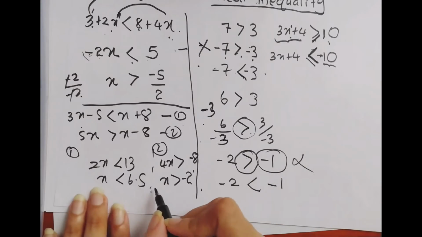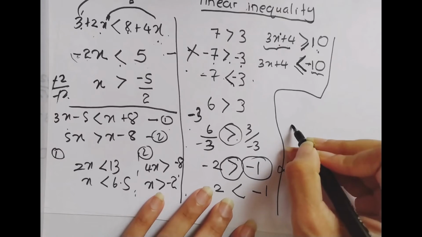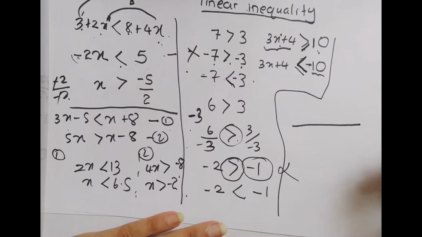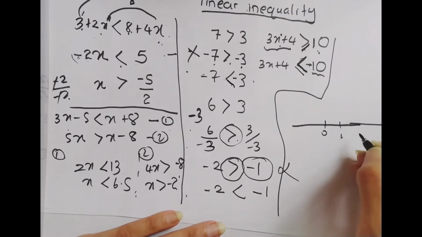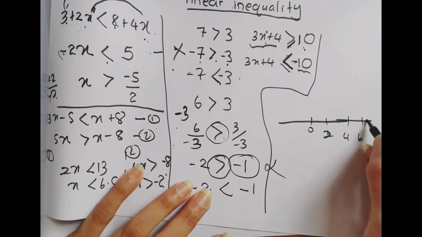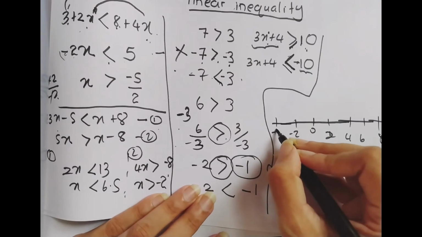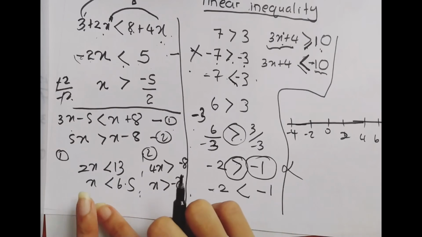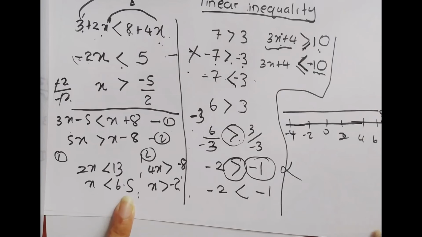So for these types of sums, you have to use the line graph. So think this is 0, 1. So we'll go with 2, 4, 6 and 8, and here minus 2, minus 4. Now see, x is less than 6.5. So we'll think x 6.5 is here. So this should be less than 6.5, meaning any of these.